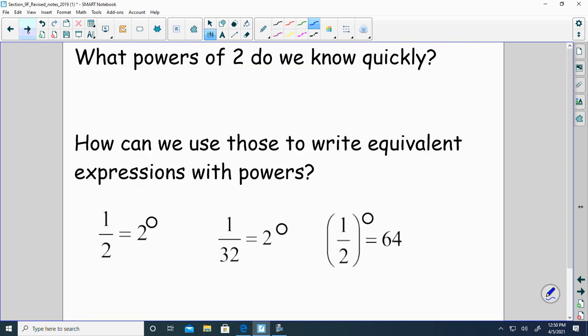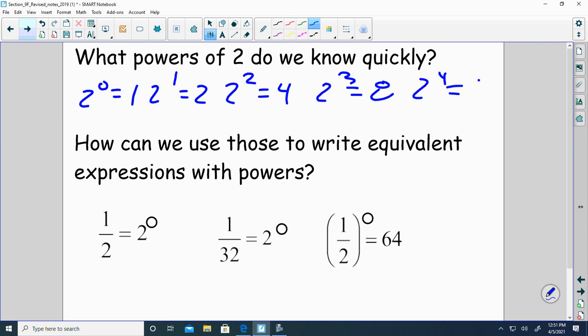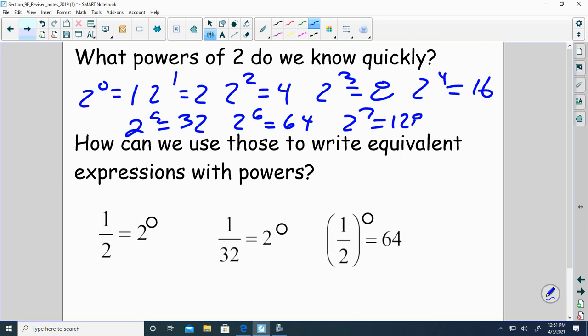All right. What powers of 2 do we know quickly? 2 to the 0 is 1, 2 to the first, 2 to the second is 4, 2 to the third is 8, 2 to the fourth is 16, 2 to the fifth is 32, 2 to the sixth is 64, 2 to the seventh is 128, 2 to the eighth is 256. And that's as far as I'm going to go with that. Do you agree with that? Like 2 to the eighth is 2, 2, 2, 2, 2, 2, 2, 2, all multiplied together.